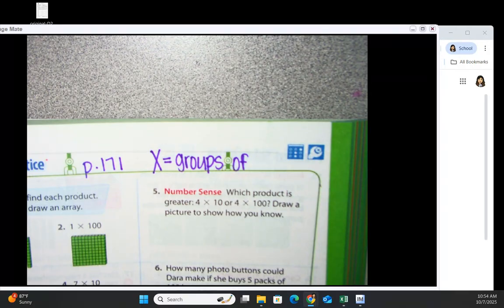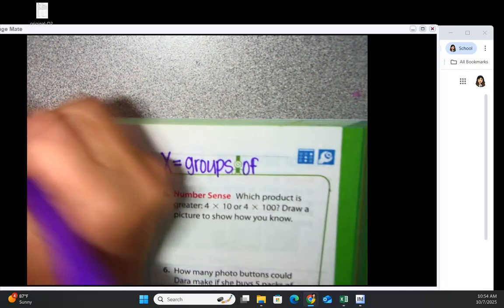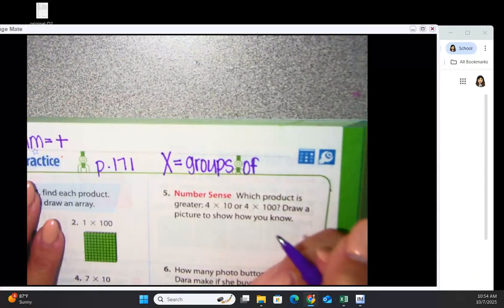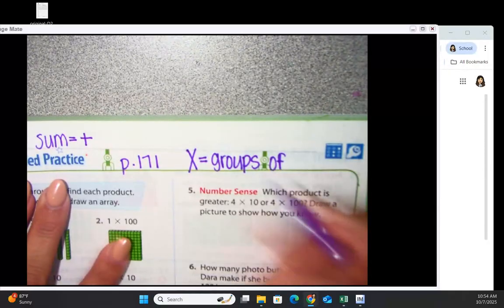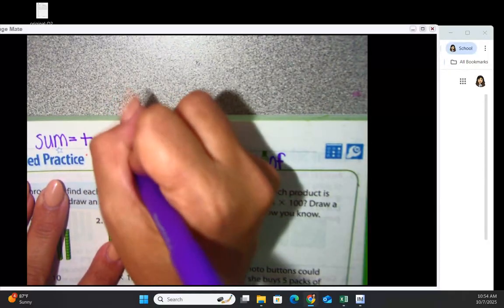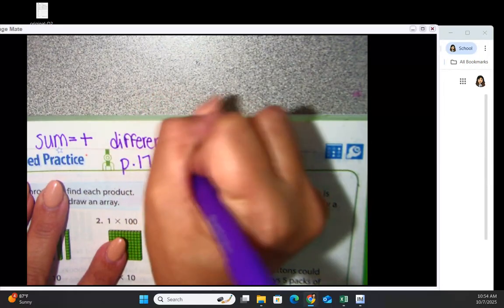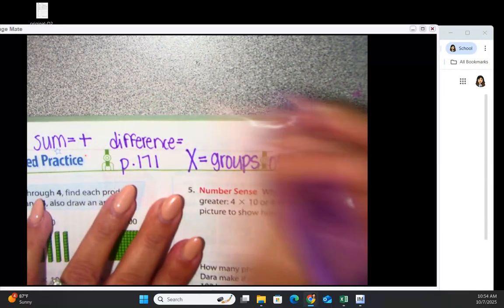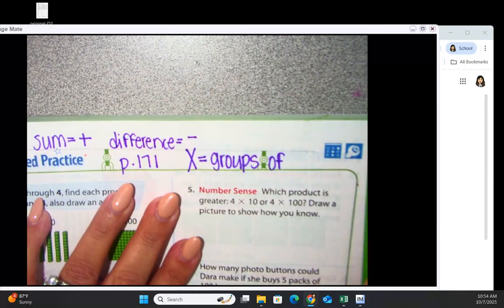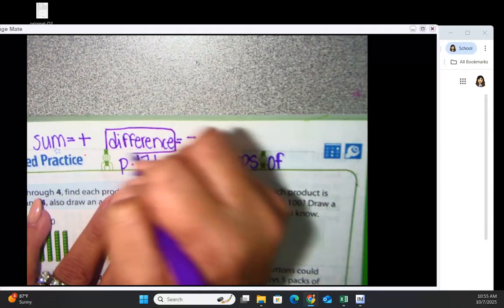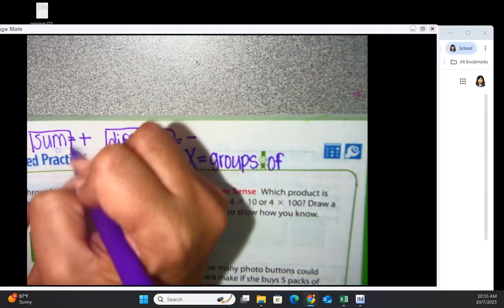Okay, so a friend is giving you one. So thank you, friend. Okay, so when I add, I find the sum. If they tell me that they want me to find the difference, that means that they want me to subtract. These are vocabulary words that we need to know.